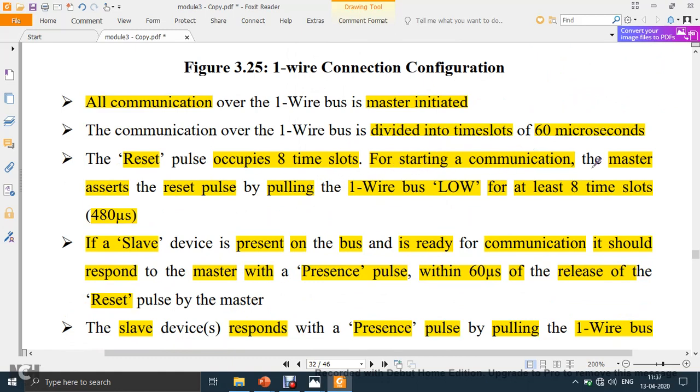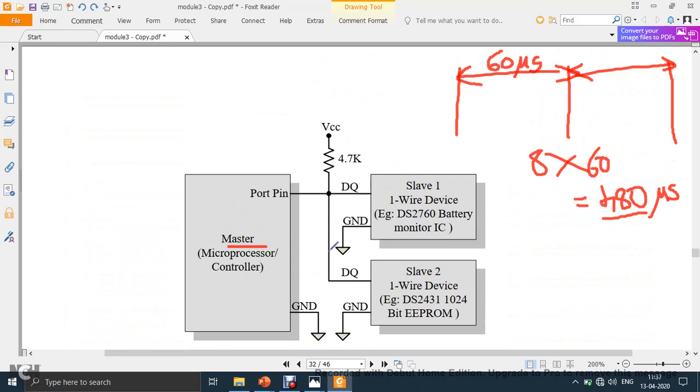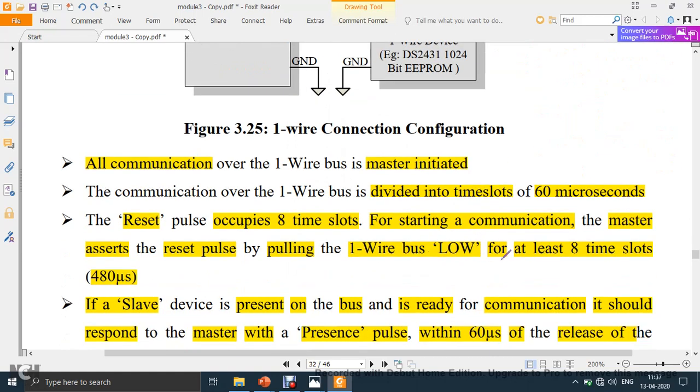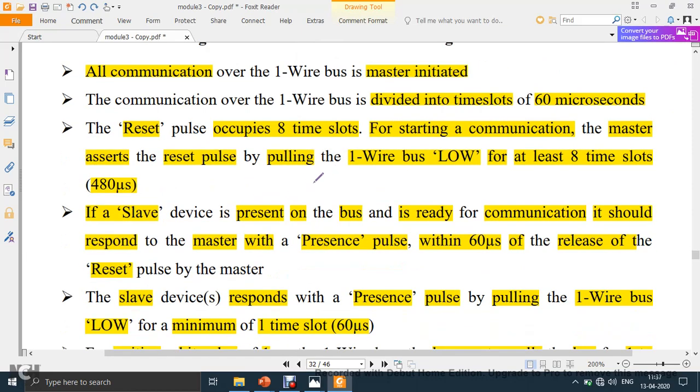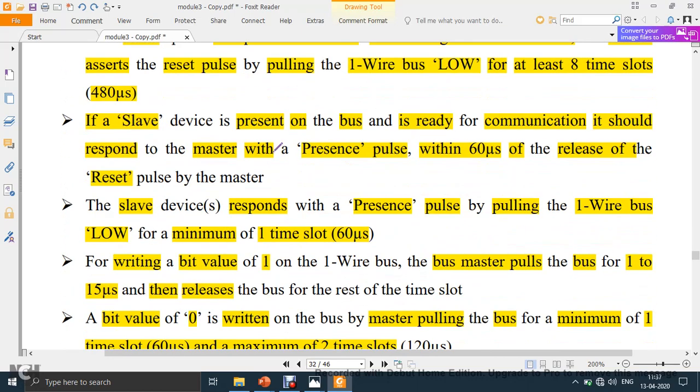For starting a communication, the master asserts a reset pulse by pulling the DQ line low. Why does it have to pull the DQ line low? Because by default, the DQ line is high. It is connected to VCC. So it will pull it low for at least 8 time slots, which is 480 microseconds. That is how the slave device comes to know that it is a reset pulse.